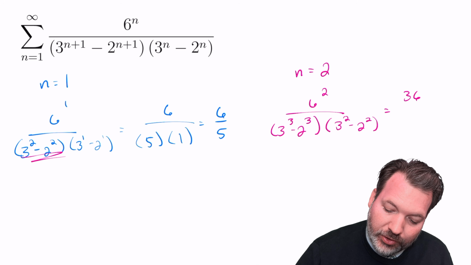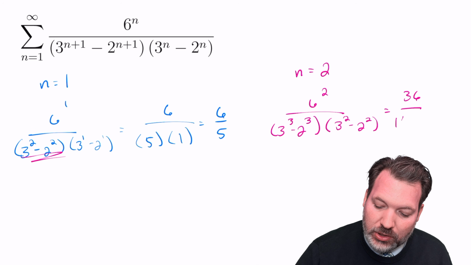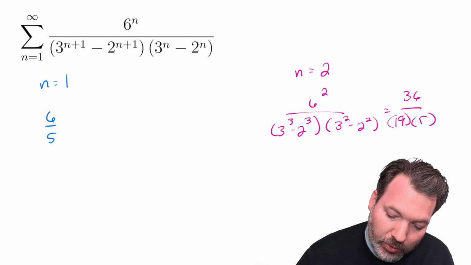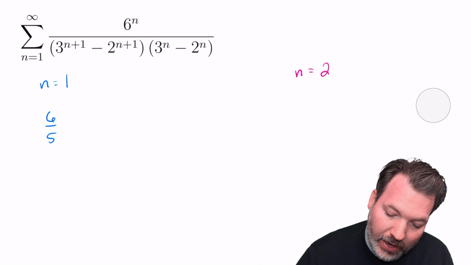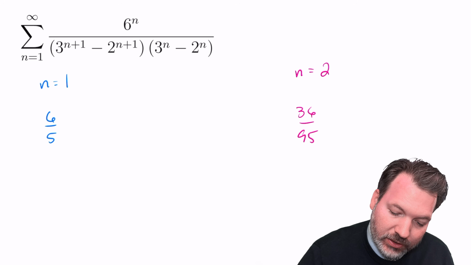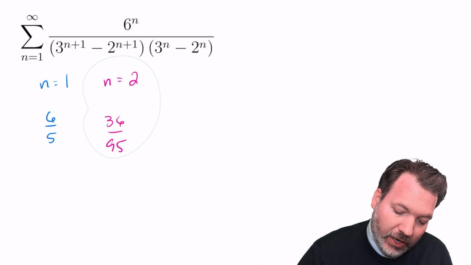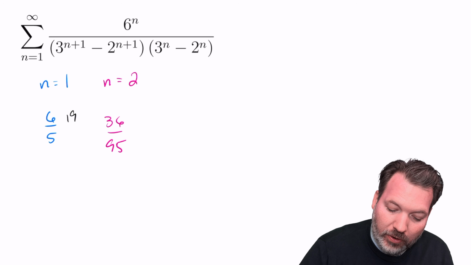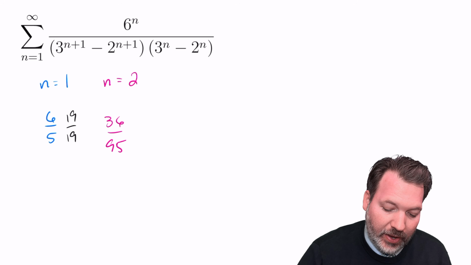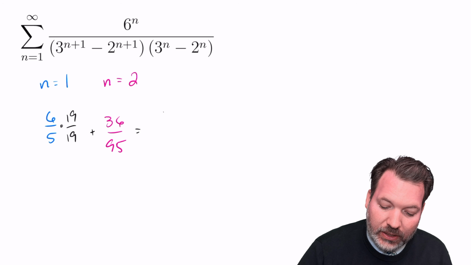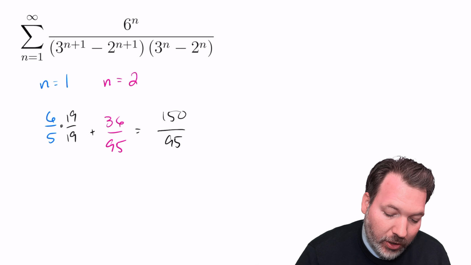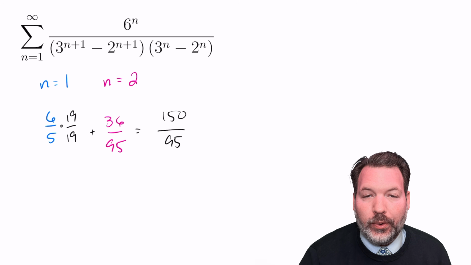6 squared, of course, is 36. We already said 3 cubed minus 2 cubed was 19, and we already know 3 squared minus 2 squared is 5. As we work this out, 19 times 5 is 95, and so what we're looking at is 36 over 95, which we want to add to that first term, 6 over 5. Again, I'm already thinking common denominator. I need to multiply by that 19 over 19 and then add these together, and what I get just happens to be a little bit above 1.5. So we started off at 1.2 after just a single term, and now we're at 1.5.